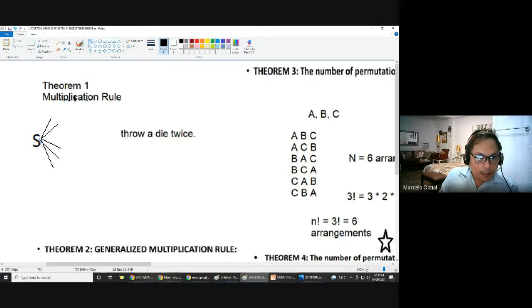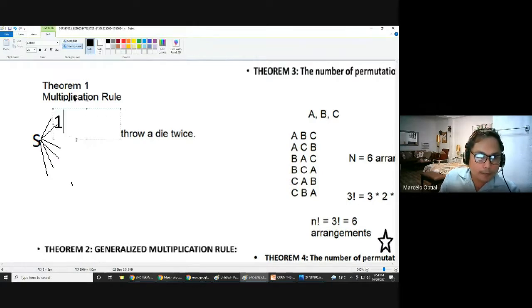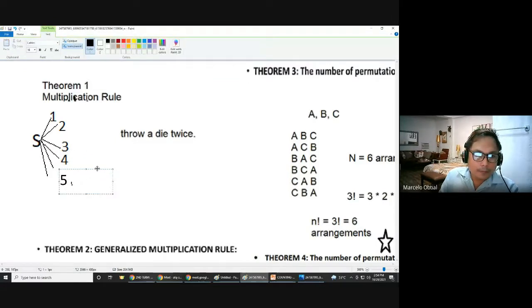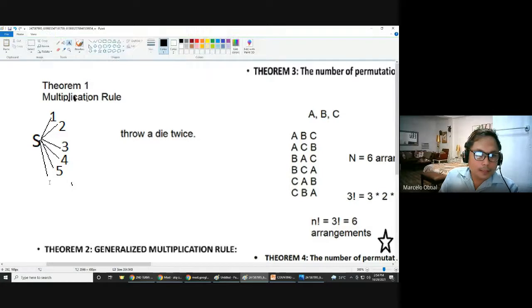Okay, 6. Now, yung sa dulo ng branch natin, may nakalagay dapat siya na 1, yung 1 mag-appear dun sa top ng cube or die, 2, then 3, okay, 4, then 5, then 6, okay?